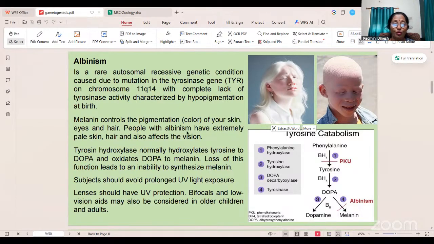So subjects have to avoid excess UV light exposure. Direct sunlight is not recommended for them, and they have to have lenses which have UV protection. Bifocals and low vision aids may also be considered because such people cannot see long distances clearly. They are not able to see objects easily. Irritation occurs in them, and they are not able to concentrate. The cognitive alertness is a little bit less in them. So this is albinism.